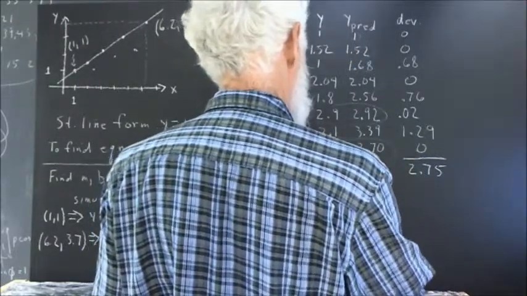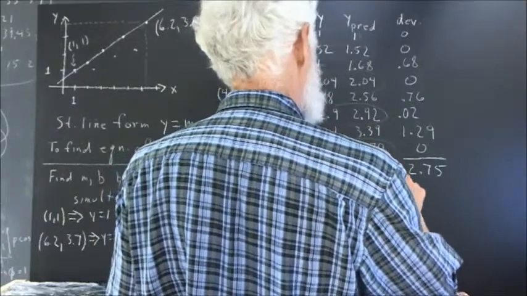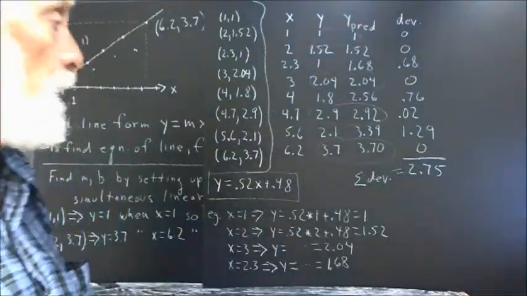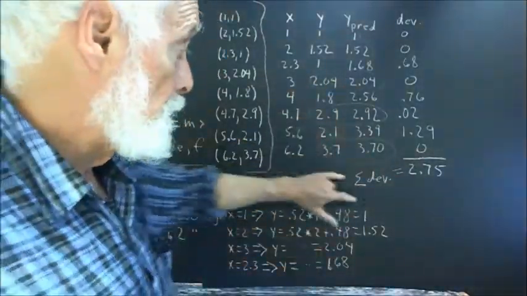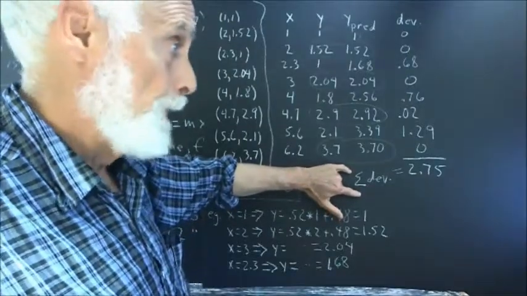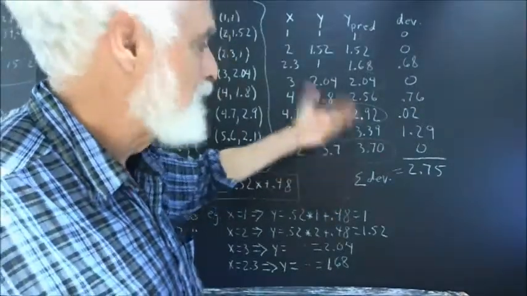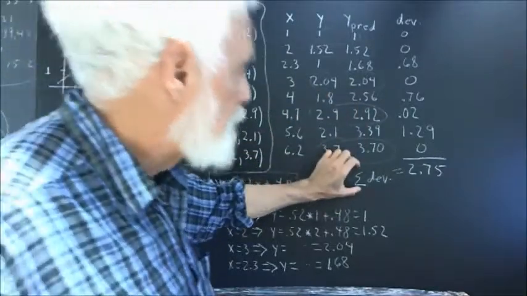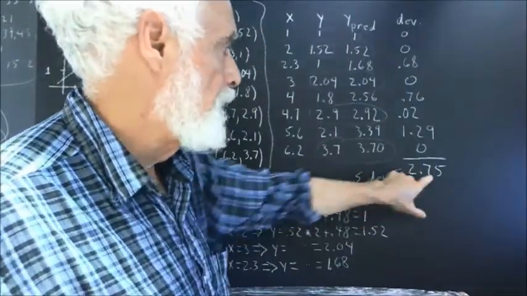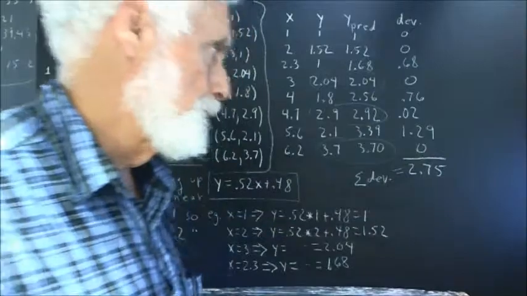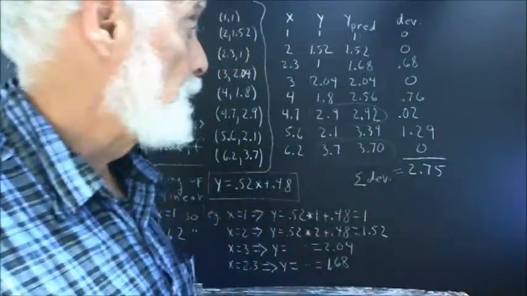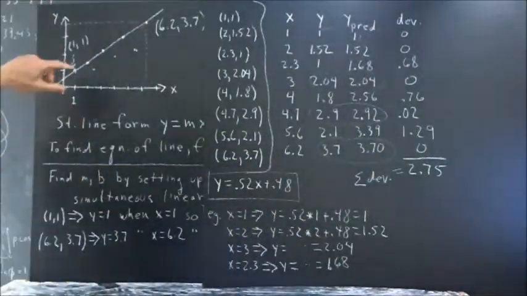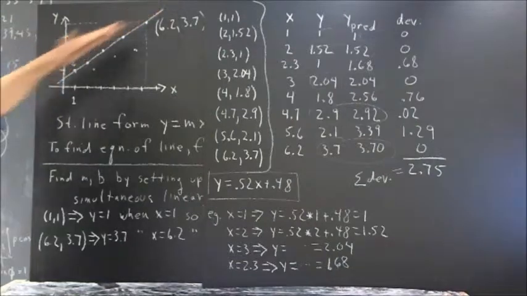And I'm going to label that as the sum of the deviations is 2.75. Now, let me make sure we understand this summation symbol. This symbol simply says, I call it the add-up sign. Okay, it's a Greek capital sigma. It means sum up the deviations. If we sum up the deviations, unless I made an error in the arithmetic, which is perfectly possible, we have 2.75. Check my arithmetic and make sure. That's the total by which these points deviate from the straight line.